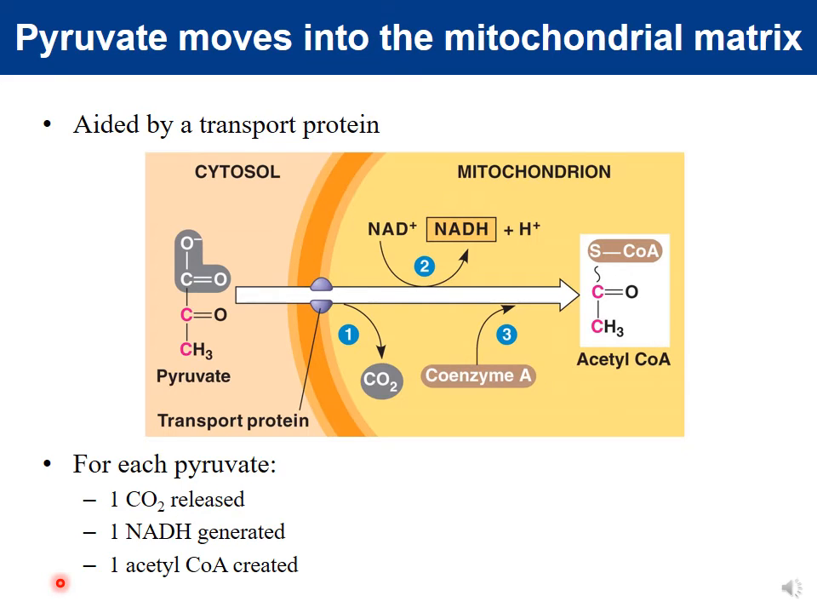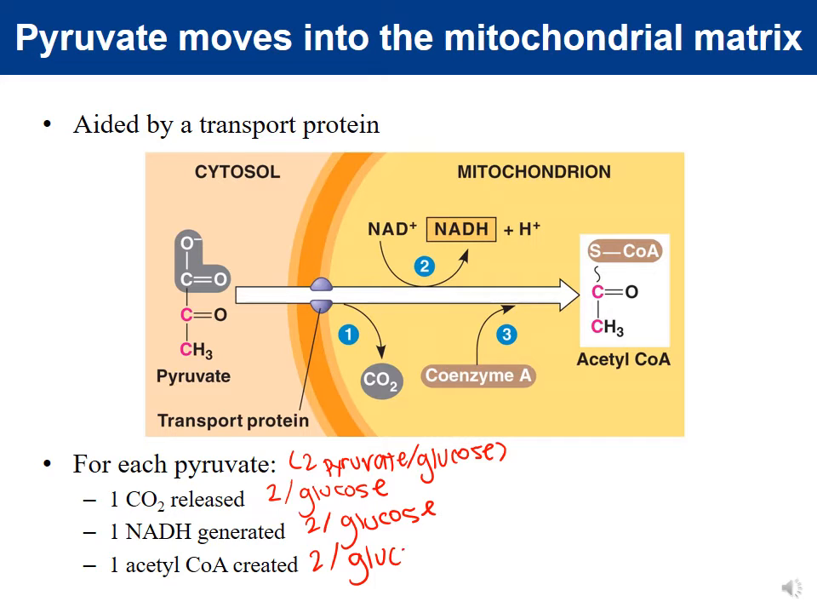So per glucose, how many CO2s do we get? And the answer is 2, because per glucose, so 2 pyruvates per glucose, we get 2 CO2s per glucose. We get 2 NADH per glucose. And we get 2 acetyl-CoAs per glucose. So notice this part's easy. Everything is multiples of 2.